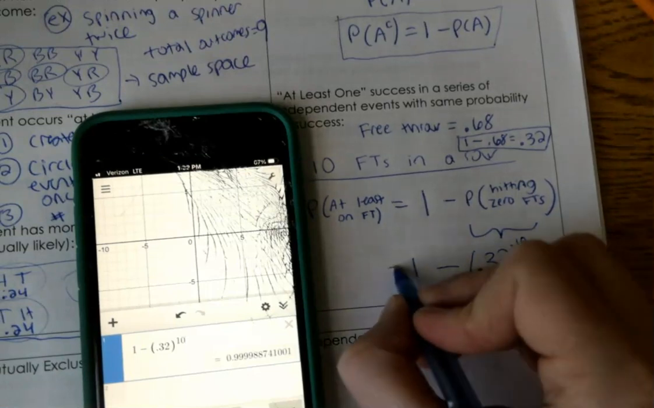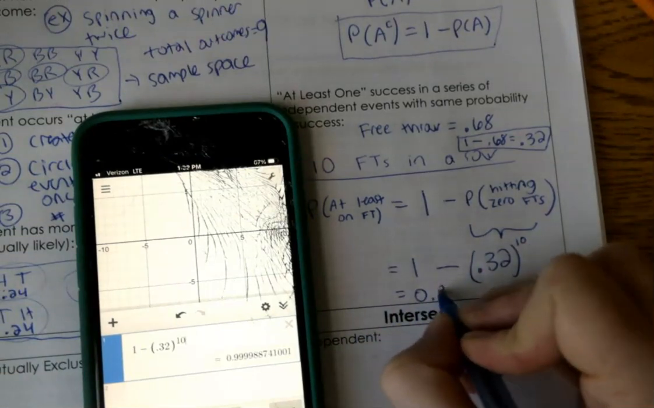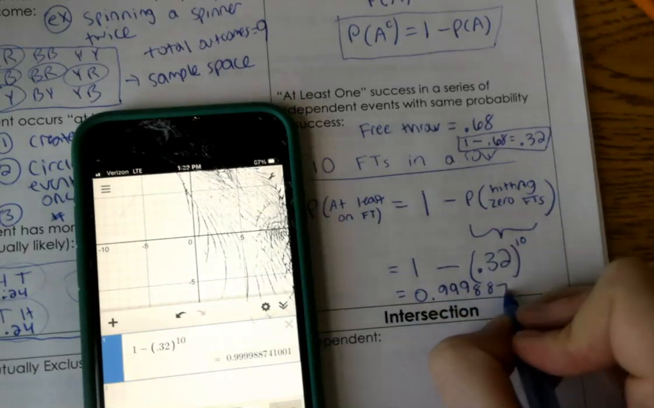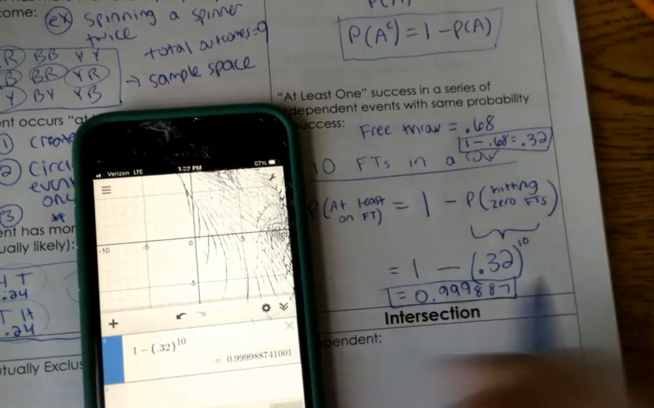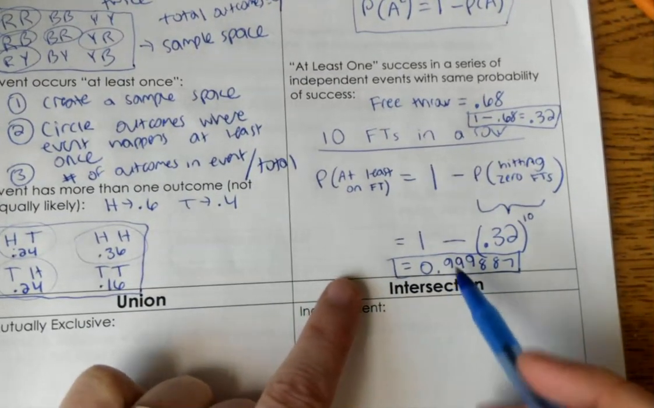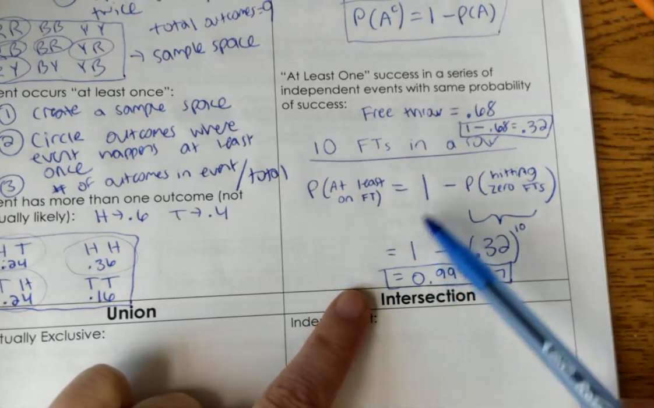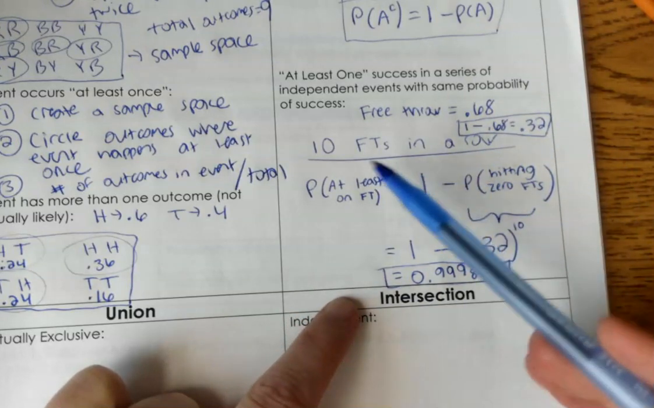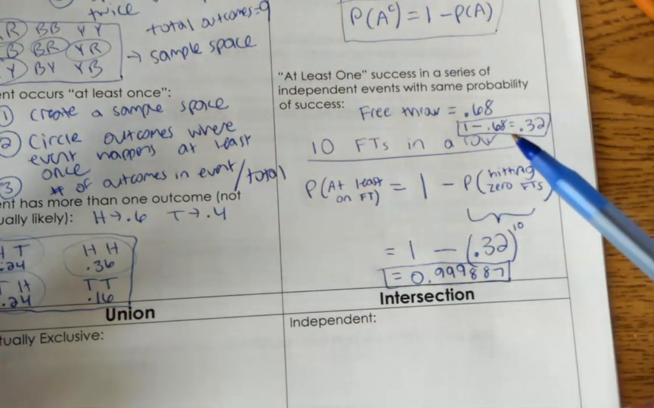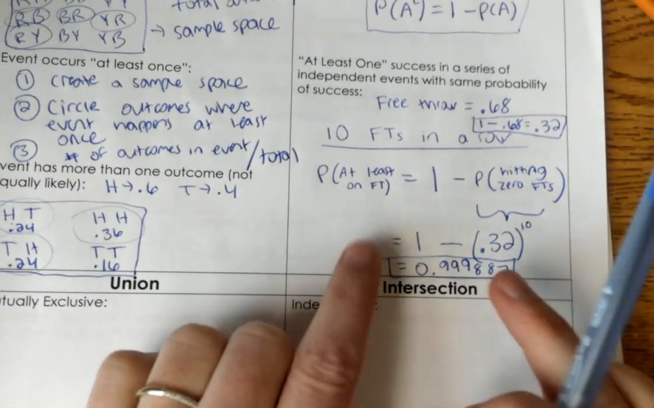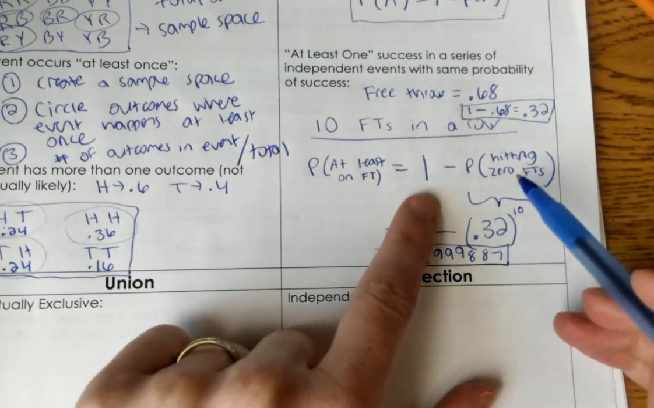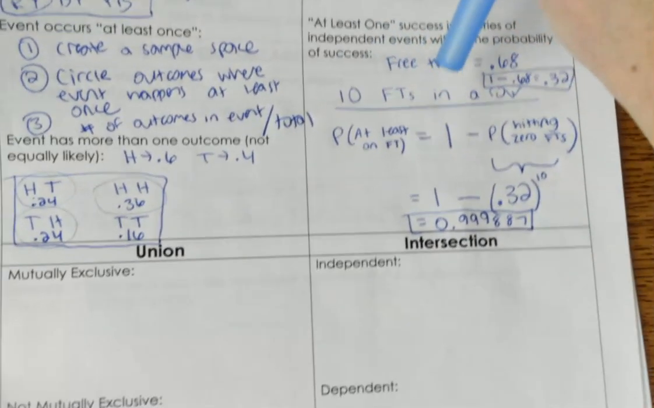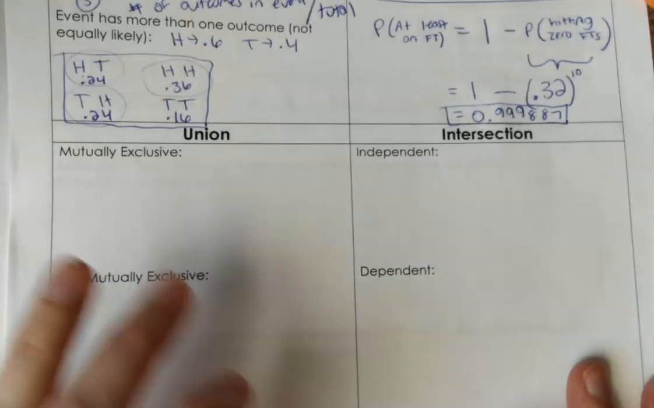All right, so my probability of hitting at least one free throw is going to be 0.999887. Now let's just do a reasonableness check on that. Does that make sense that my probability is so high? Yes, I have a pretty good free throw percentage. I'm going to hit it 68% of the time. So if I'm throwing 10 free throws, I'm probably going to hit at least one of them, right? So remember, that's a form of the complement rule because I would do 1 minus the probability of hitting no free throws at all.